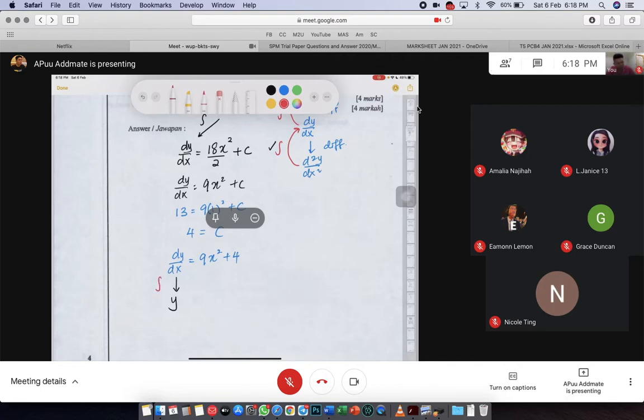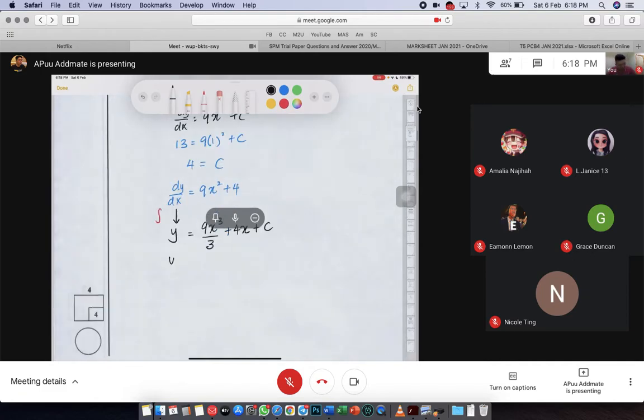Okay, so when you integrate, what do I get here? I will get 9x cubed over 3 plus 4x and then plus c. Remember, there is still a c there. Okay, you still have a c there, alright? So now, just do a bit of simplifying. y equals 3x cubed plus 4x plus c.